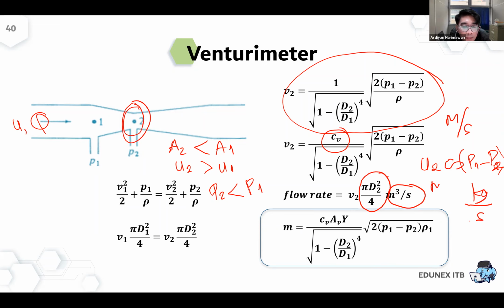Tadi kalau dari kecepatan ke volumetric flow rate dikalikan luas penampang, dapat volumetric flow rate, meter kubik per second. Kalau mau di-convert jadi laju alir massa, kilogram per second, dikalikan apa? From volumetric flow rate into mass flow rate, atau mass flow rate, apa, Ali? Anyone can guess based on the unit?